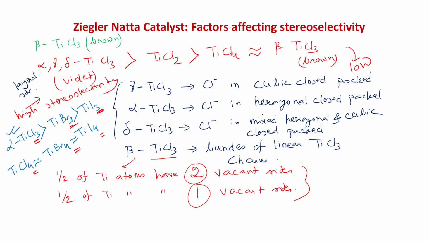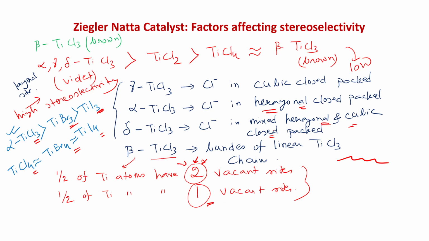For alpha one, it is in hexagonal close packing, and for delta, it is a mixture of hexagonal and cubic, right? And for beta, it is actually linear or chain-type packing. So that's why the stereoselectivity is less. For this particular beta version, half of the titanium atoms have two vacancies. So that's why the stereoselectivity is low, and for the other systems, you have one vacancy.